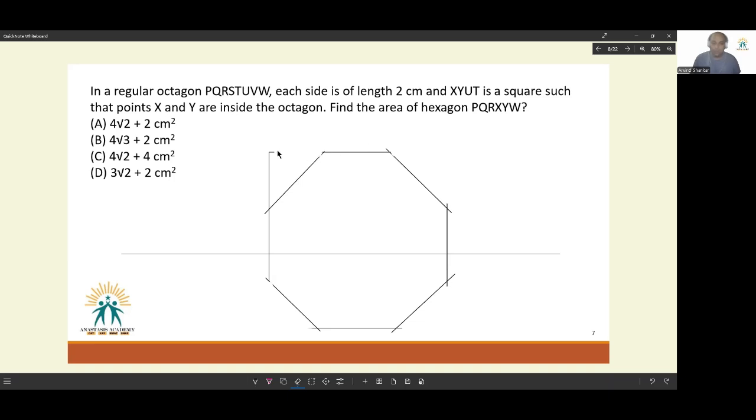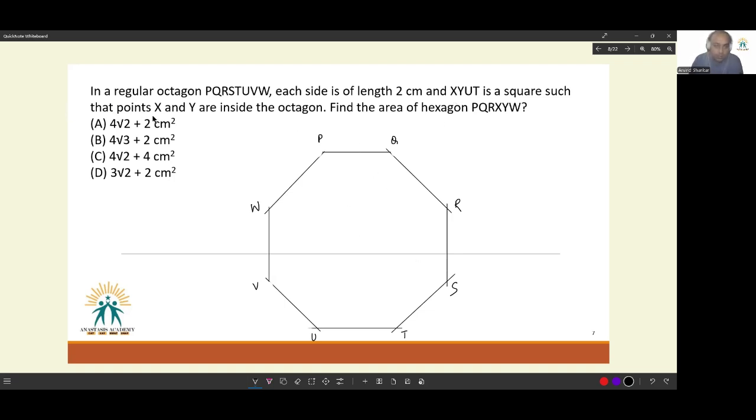Of course, this is not what I expect you to do in the exam. Freehand drawing in exam is good enough. Here I'm trying to be a little more explanatory in nature. Okay, let's say P, Q, R, S, T, U, V, and W. This is how our octagon currently looks like. And length of each side is 2.